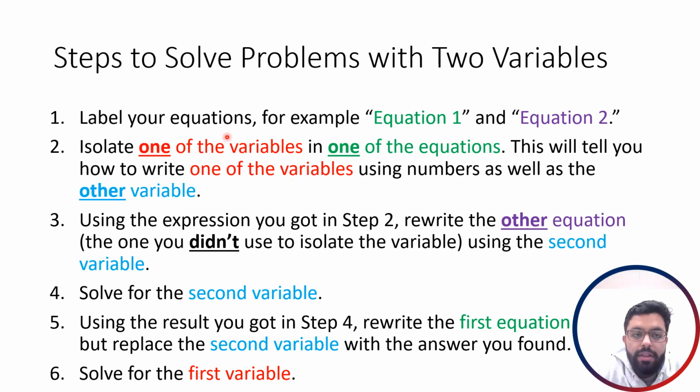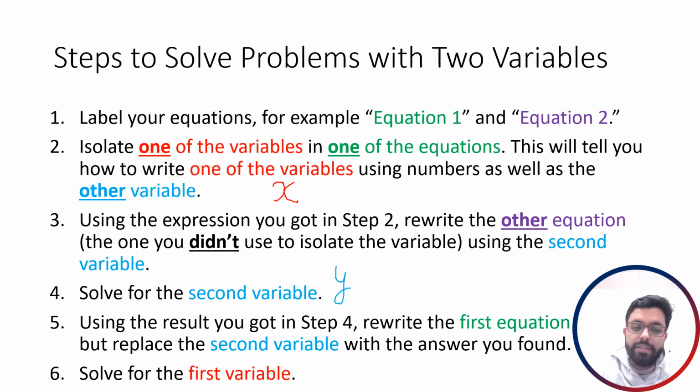Then you're going to isolate one of the variables in one of the equations. So suppose your variables are x and y. Now I want to be clear. Just because it's a little less wordy than saying the first variable and the second variable, I'm going to pretend that the first variable I'm isolating is x. That's not a very pretty x, but you know what I'm trying to do. And I'm going to say that the second variable is y.